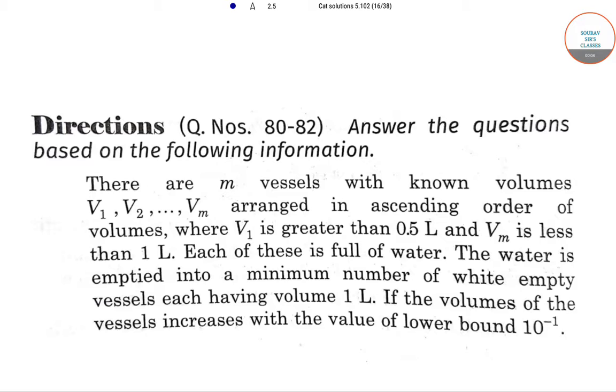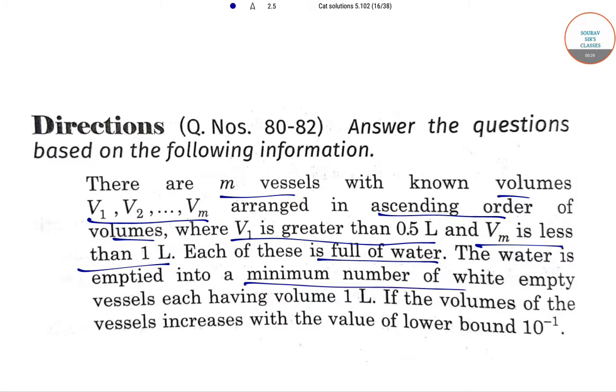These are the directions for the next 3 questions. There are m vessels with known volumes V1, V2, ..., Vm arranged in ascending order of volumes, where V1 is greater than 0.5 L and Vm is less than 1 L. Each of these is full of water. The water is emptied into a minimum number of white empty vessels, each having volume 1 liter.